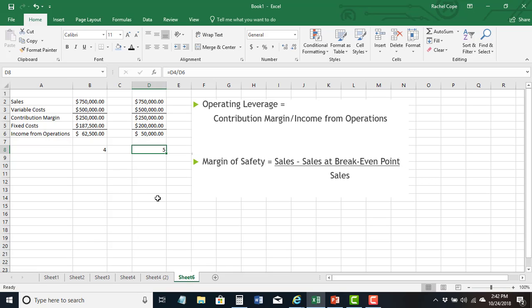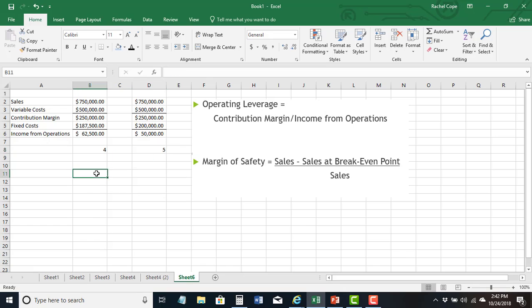So you don't necessarily need the operating leverage. But if you're comparing completely different companies, completely different variable costs, sales, etc., it's easy to use operating leverage to be able to compare them and look at 4.2 versus 3. And it just makes it more comparable.